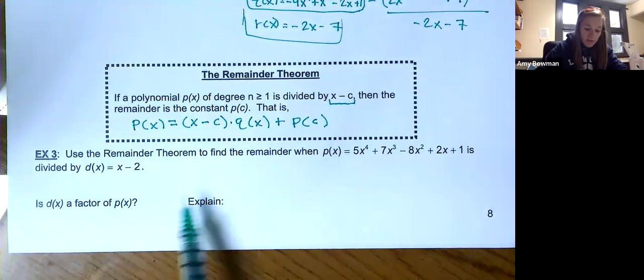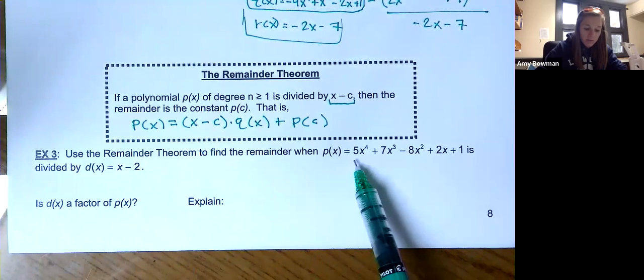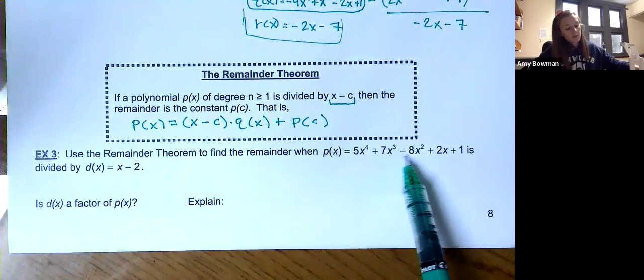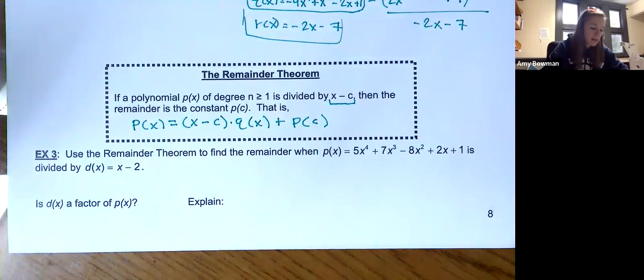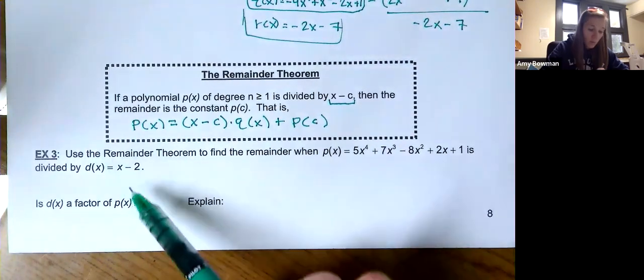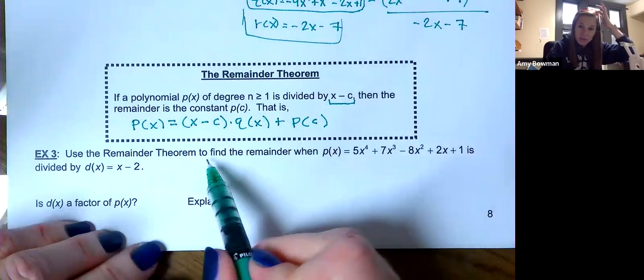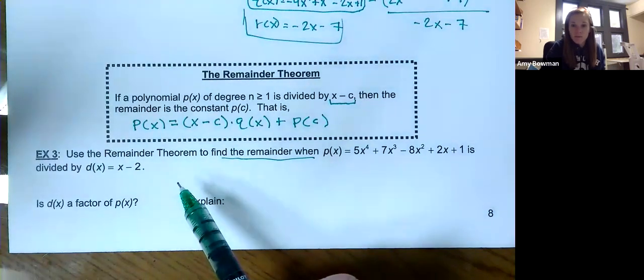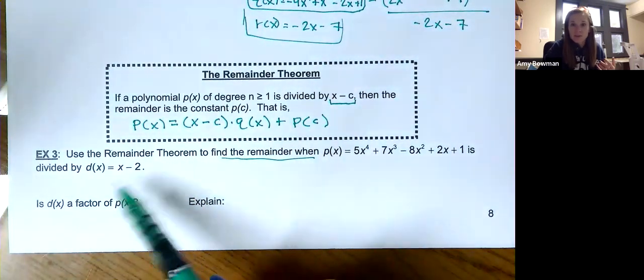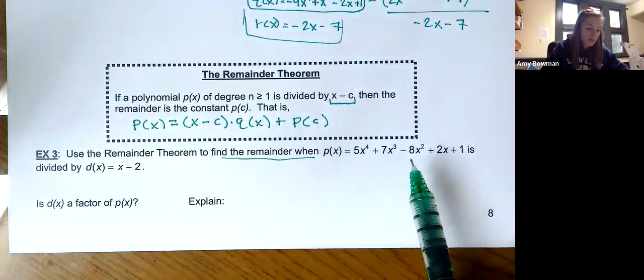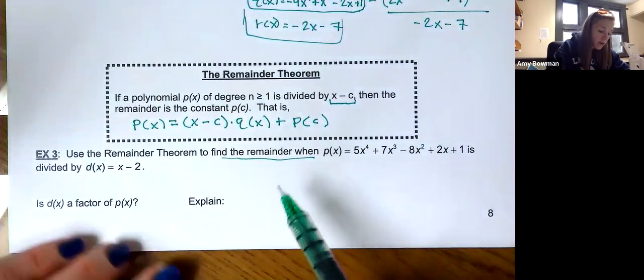So here's our polynomial p of x: 5x to the fourth plus 7x cubed minus 8x squared plus 2x plus 1. If that's divided by x minus 2, what is the remainder? We don't have to do the division. I know you can get the remainder by following through with synthetic division, but you don't have to do that. You can just use the remainder theorem.